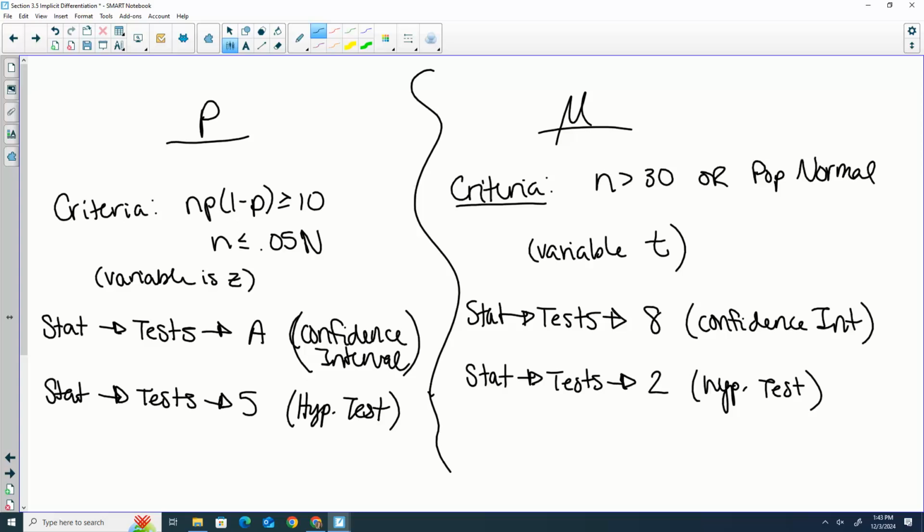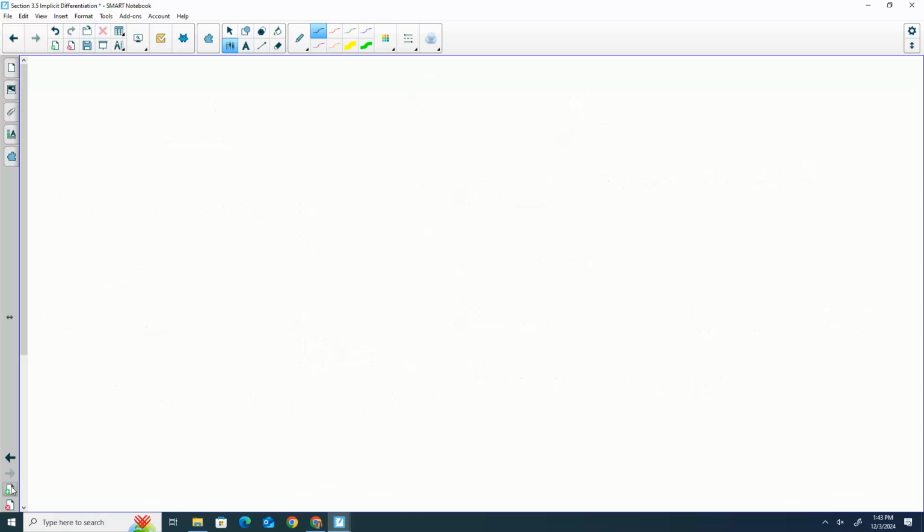So let's take a look then. Number 1 tells us, according to the CDC, 19.6% of children are overweight. A school nurse thinks the percentage of overweight students in her district is different. Part A, identify the null and alternative hypothesis. What parameter is being tested?